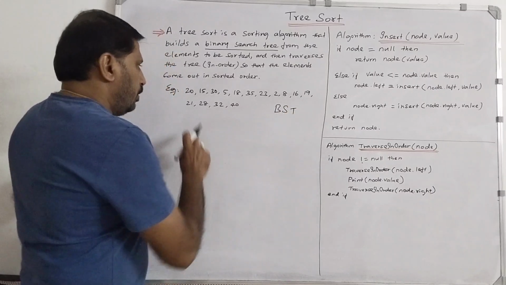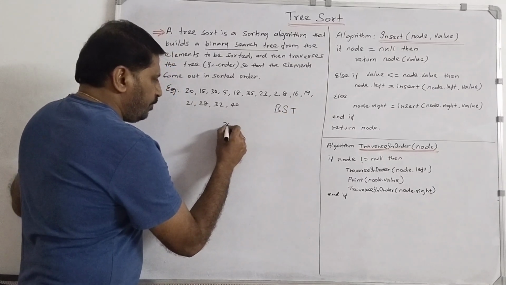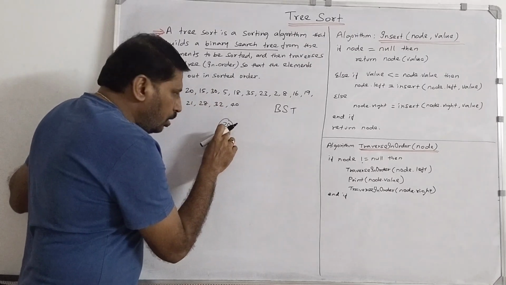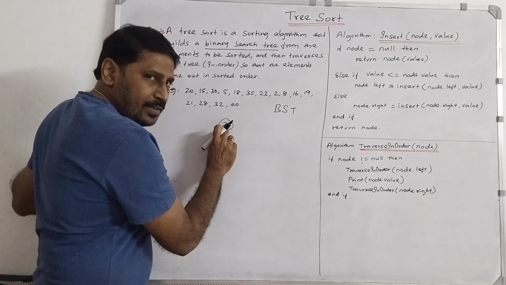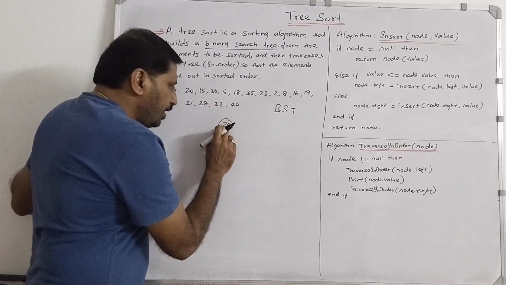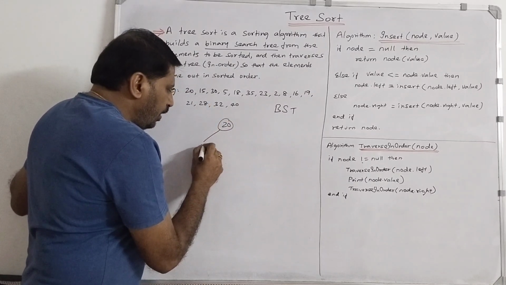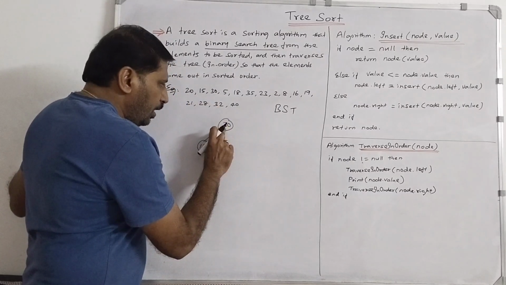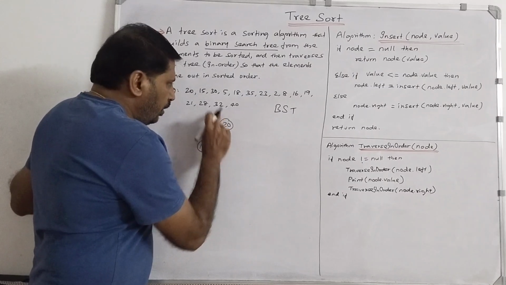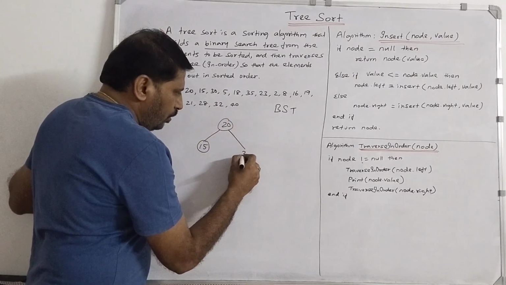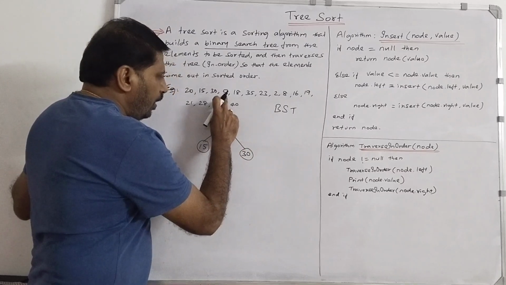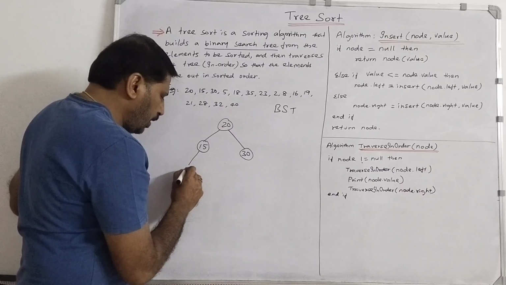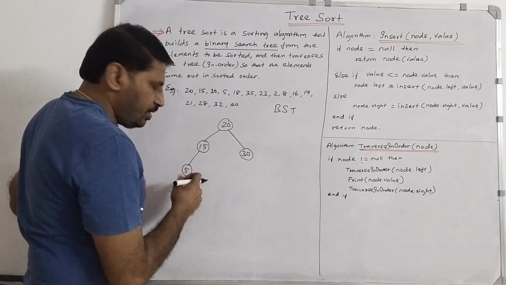We take the first number and put it as the root. Then we take the second number and compare it with the root. 15 is the current number and 20 is the root; 15 is lesser than 20, so we go to the left-hand side and put that number there. Taking the third number, 30, we compare with the root; 30 is greater, so we go to the right side. Taking 5, compare with 20, lesser; compare with 15, lesser; so we insert it here.